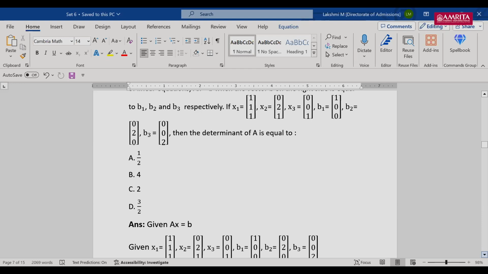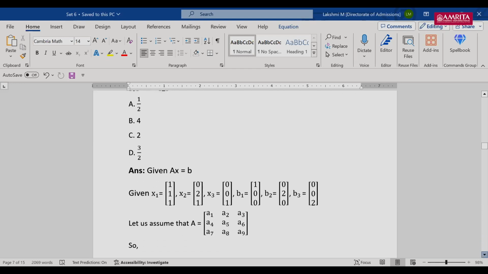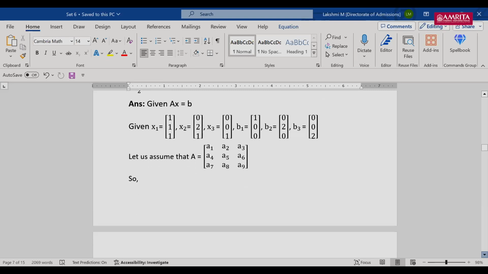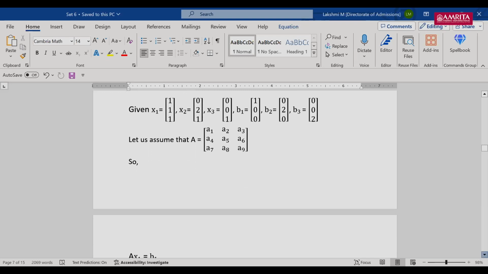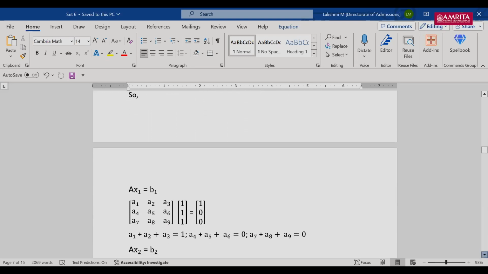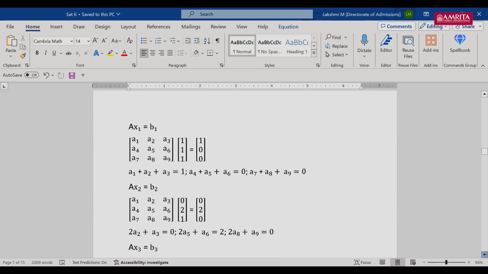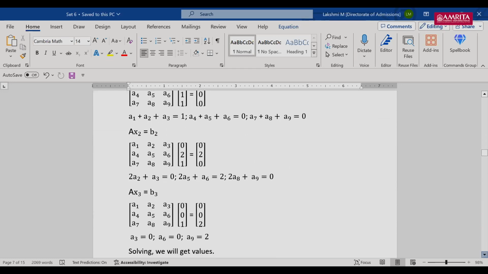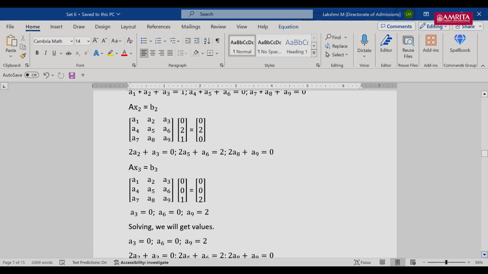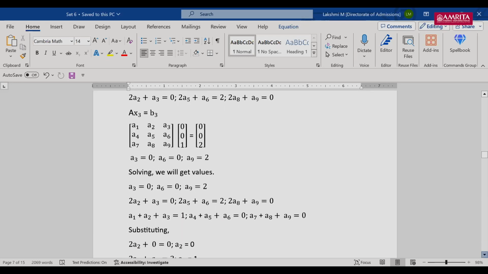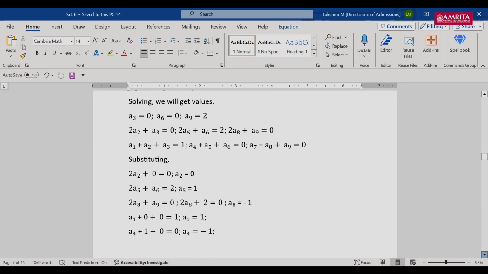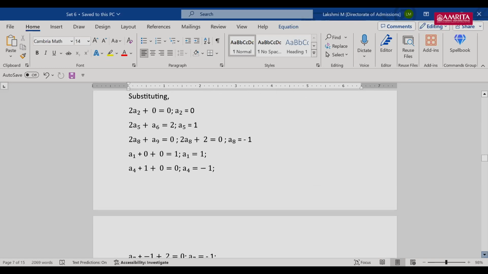Now, I think we'll just show the answer once again because somebody has requested. This is the first part. You have assumed for A. Then you have just solved. You got 3 equations. Similarly, the other ones also you have solved. You got 3 equations. And then you could just find the determinant. I hope it's clear. Can we move forward, children?